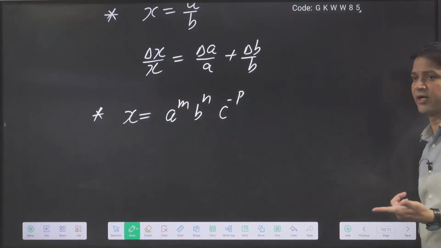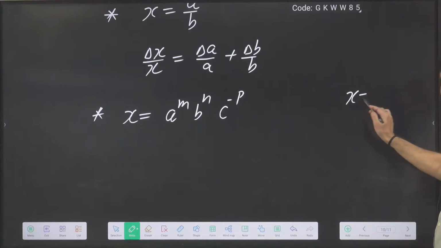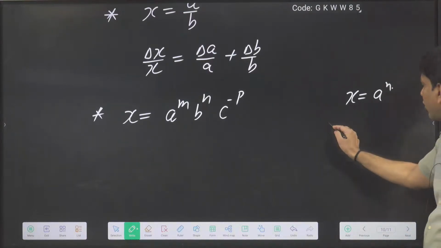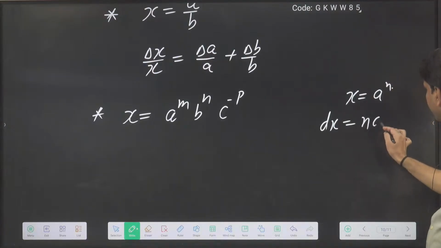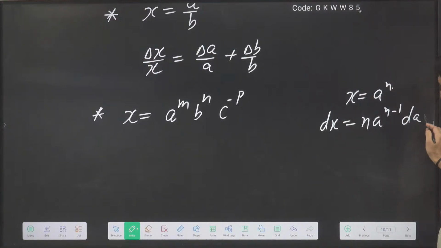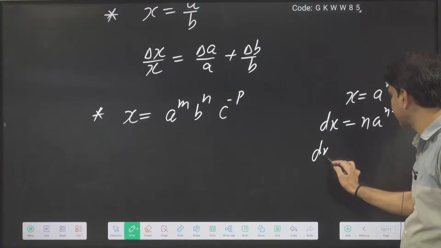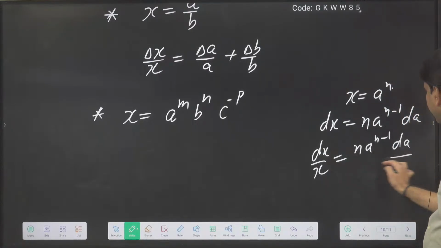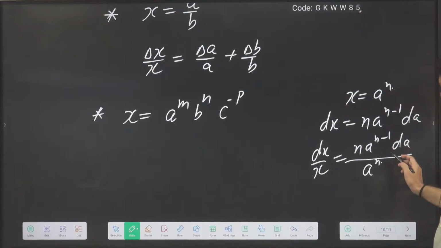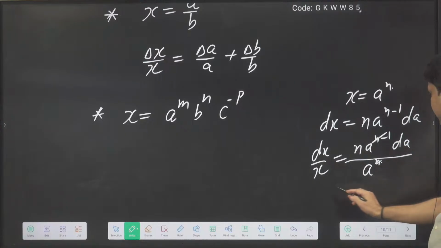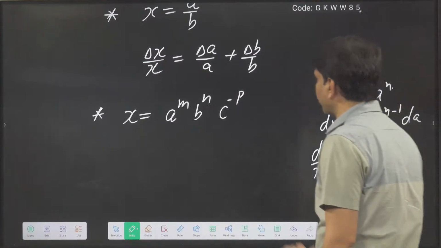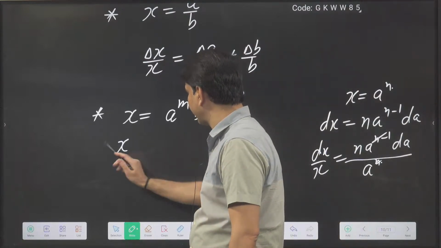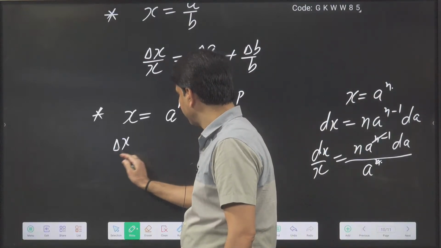But if you go through differentiation, suppose x is a to the power n. Then dx you can write as n a to the power n minus 1 into dA. After dividing dx by x, what will you get? n a to the power n minus 1 into dA upon a to the power n. Then a to the power n minus 1 divided by a to the power n leaves a. So dx by x is n dA by a. So basically, in that case, directly we will multiply with the power, so delta x by x.